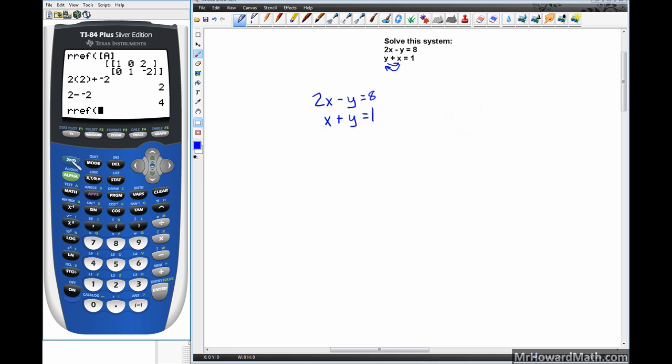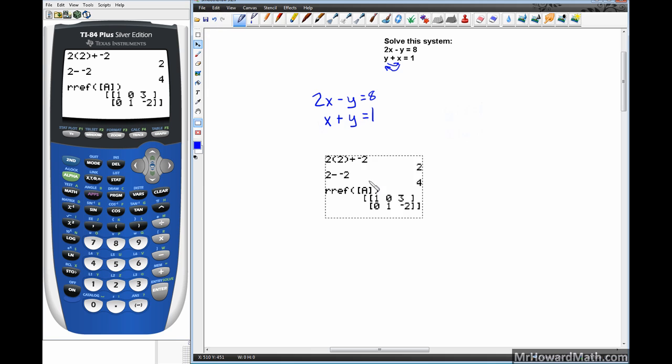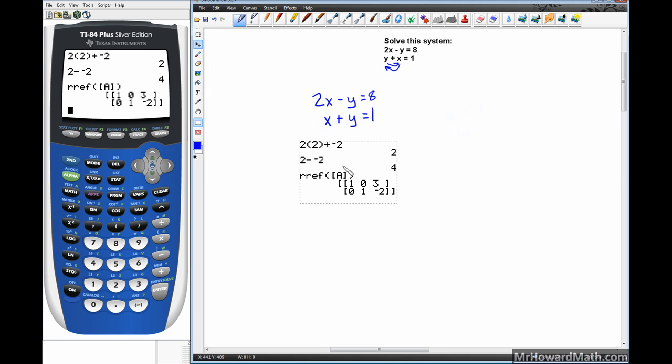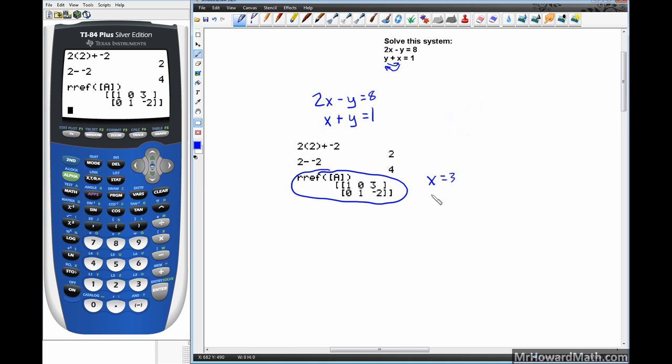Our reference is in there. Now we can just hit second matrix, choose option A, and close parentheses if we want, hit enter, and we have our solution right here. So the calculator gives us this printout right here. And of course this is the key part right here. That's what we're looking for right there. Okay, so it gives us that 1, 0, 3. So that means x equals 3 and y equals negative 2. So our solution is 3 comma negative 2.